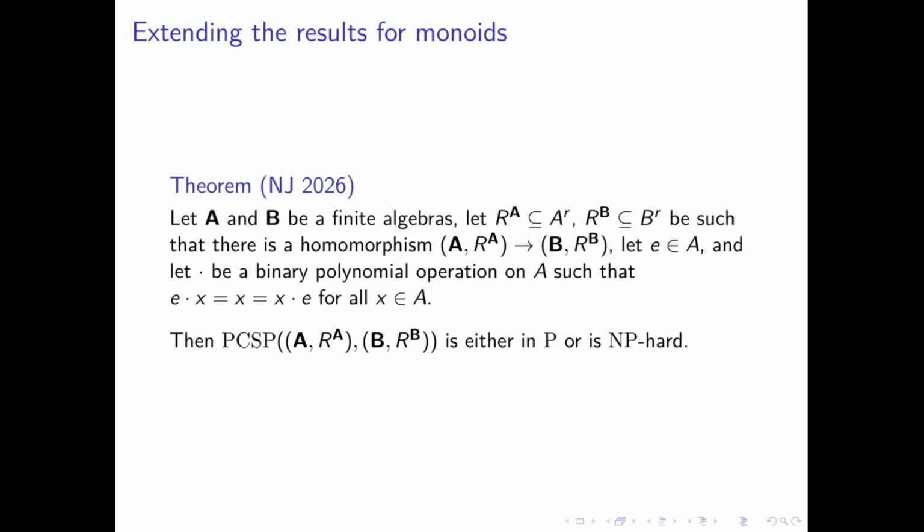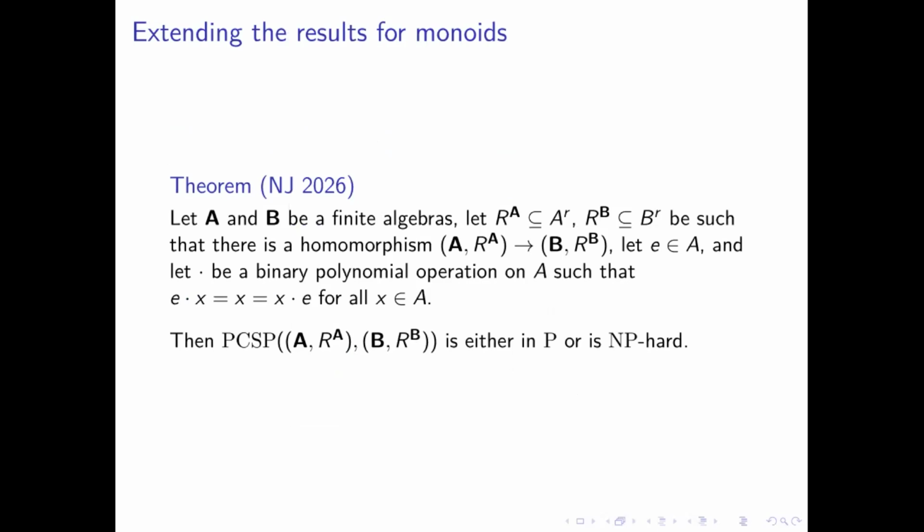Okay. So my result here is just a generalization of the result on the previous slide. So A and B are no longer going to be monoids. They're just going to be finite algebras. We're still going to expand them with relations, just arbitrary relations. We'll have the usual homomorphism.